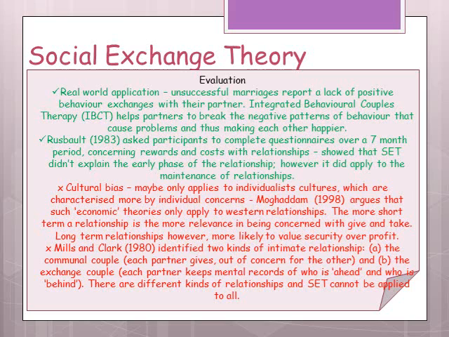Mills and Clark identified two intimate relationship types: A, the communal couple, where each partner gives out of concern for the other, and B, the exchange couple. Each partner keeps a mental record of who's ahead and who's behind, who's in profit and who's in a cost. The different types of relationships suggest that social exchange theory can't be applied to all relationships.